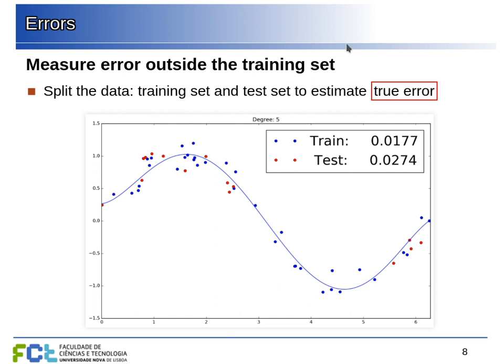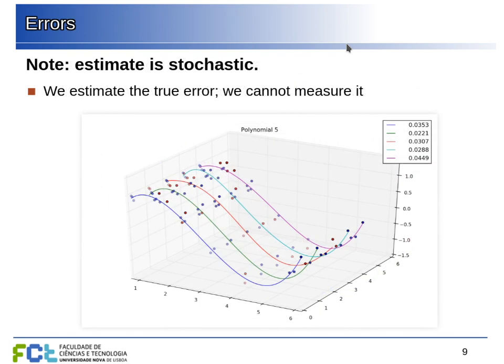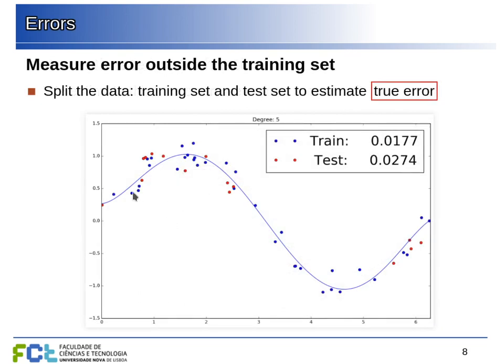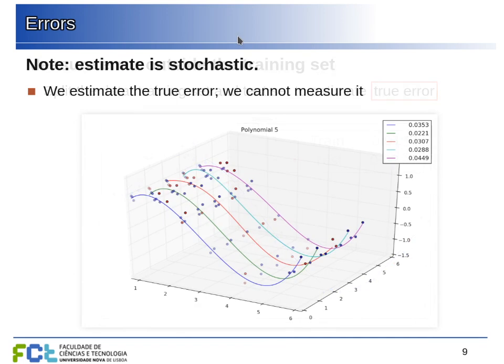This is called the test set. We have an estimate of the true error for our hypothesis. But note that this estimate depends on the sample. So it depends on the points that we have here, and it depends on the split we did between the training and the test set. So if we redo the split at random, we get different points on the training set and different points on the test set. We get slightly different curves for each sample, and we get slightly different values of error on the test set.